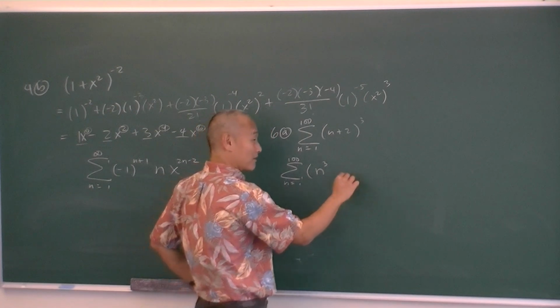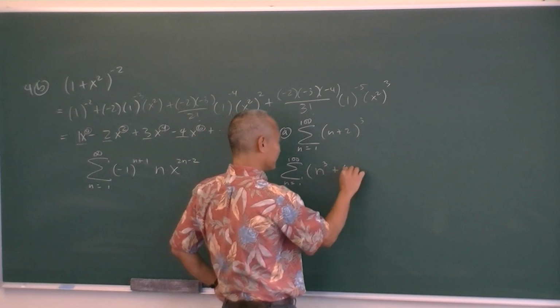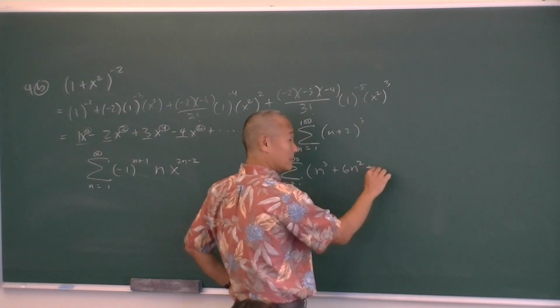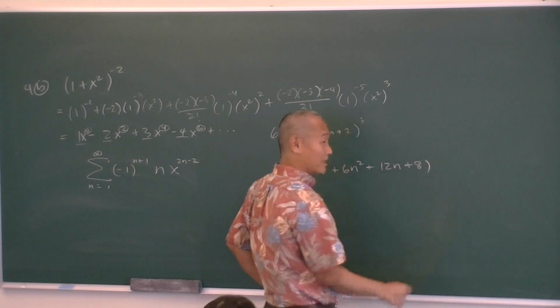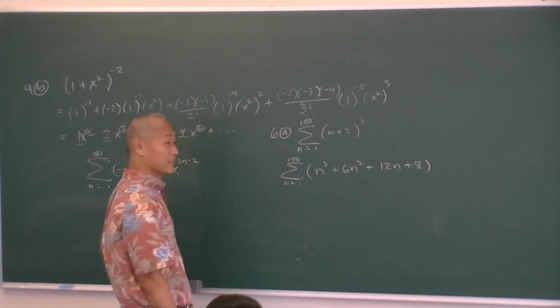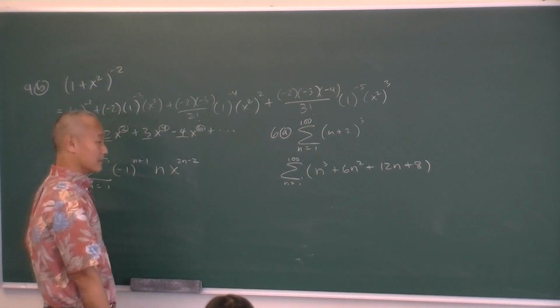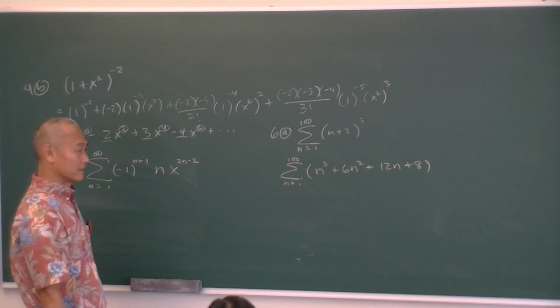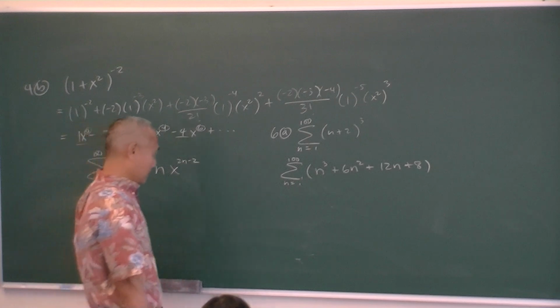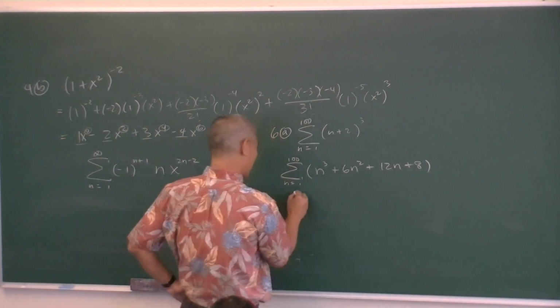We should have done it by now, right? Plus 6x squared. Plus 12x, and plus 8. Did you multiply it out by yourself? My brain. Okay, good. Now we split it up into separate sigmas.